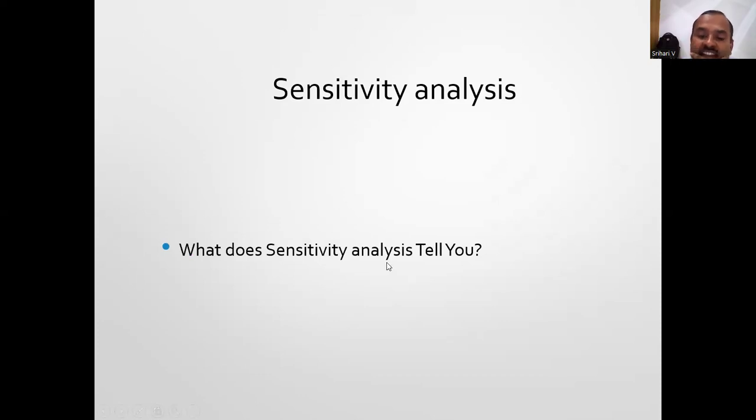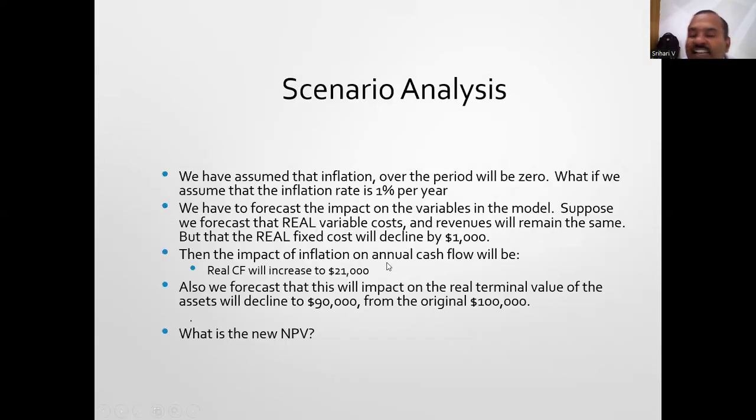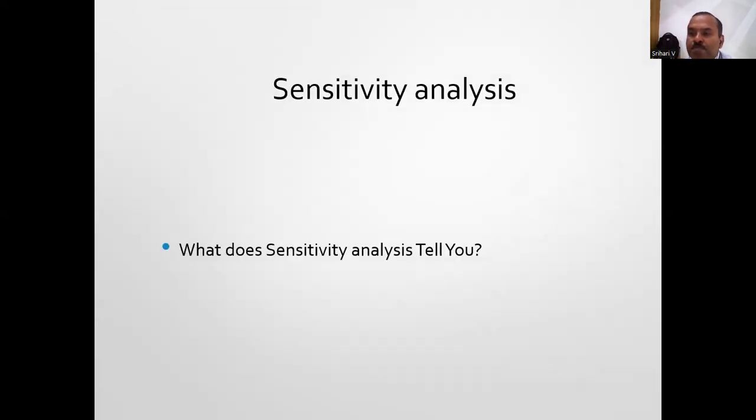What does sensitivity analysis tell you? Sensitivity analysis tells you that we are going to analyze the project based on pessimistic, optimistic, and most likely. If the NPV is going to be positive, then we are going to accept the project. If the NPV is going to be negative, then we are going to reject the project, based on pessimistic, optimistic, most likely.